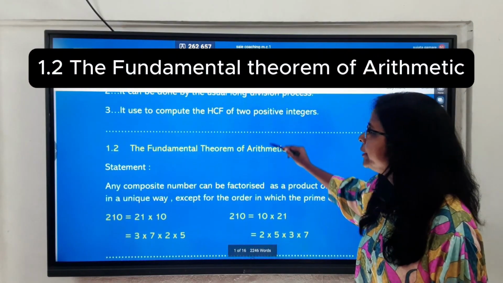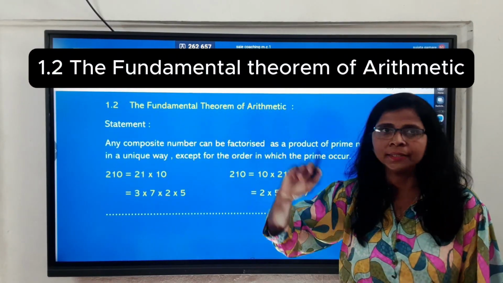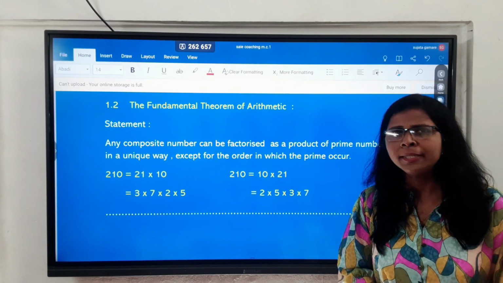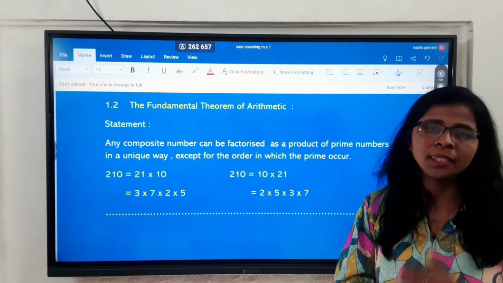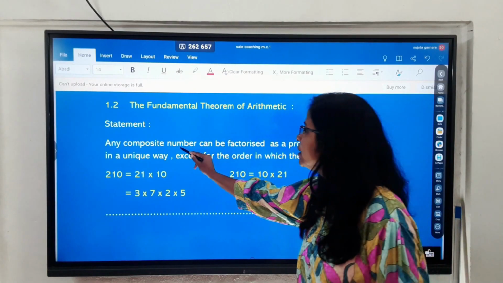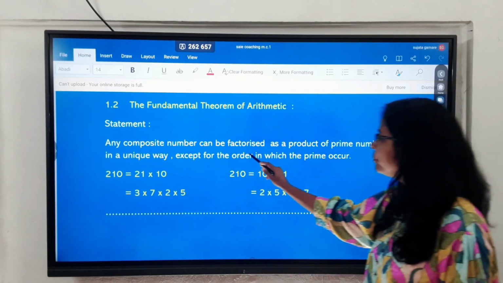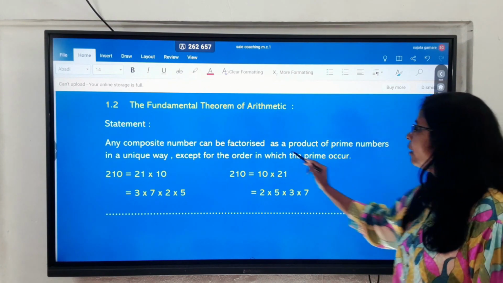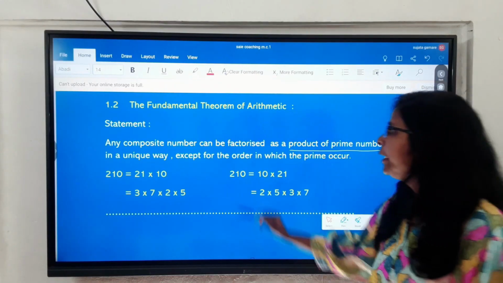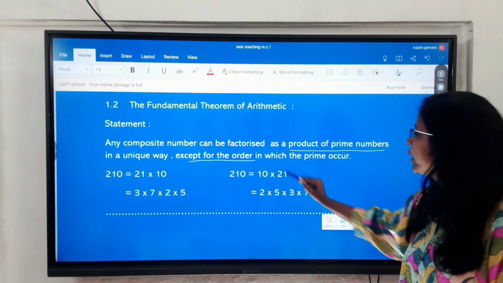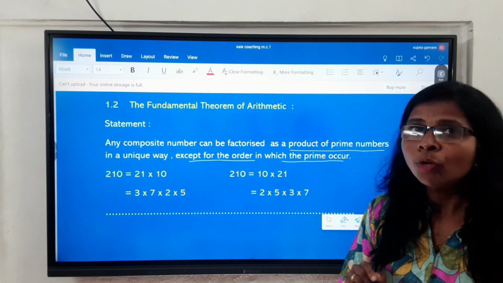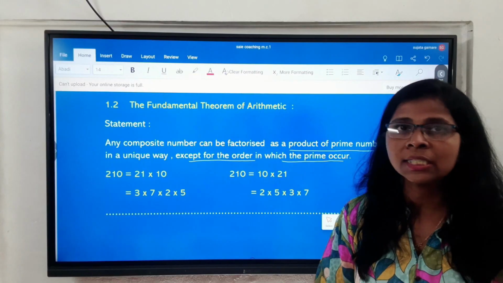The fundamental theorem of arithmetic. What does this fundamental theorem of arithmetic say? What is the statement of this? It states that any composite number can be factorized as a product of prime numbers in a unique way, except for the order in which the primes occur. Now what is the meaning of this statement? What is actually its meaning?